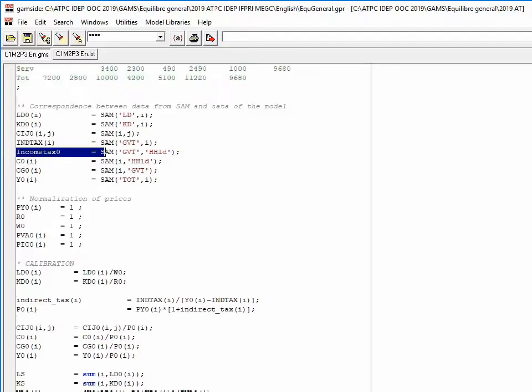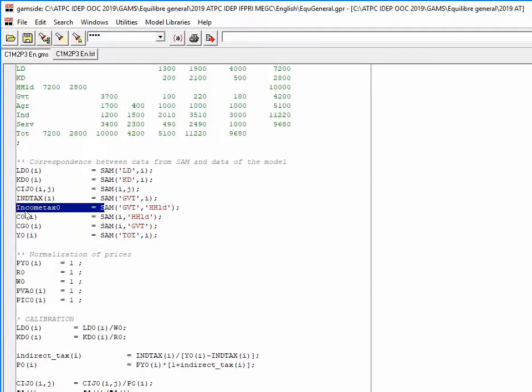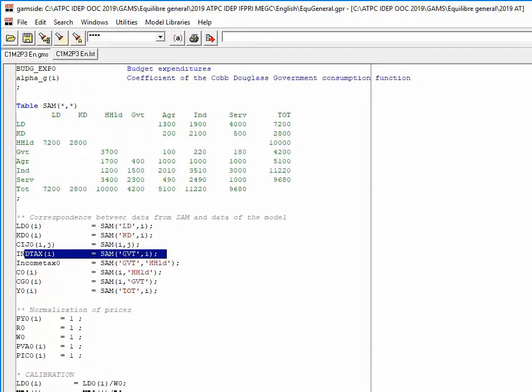So for indirect taxation, there is data coming from the social accounting matrix at the line GVT for government, and in the column of each sector. So it's 100, 220, and 180. For direct taxation, it is still in the government line, but it is at the household column, so it is 3,700.